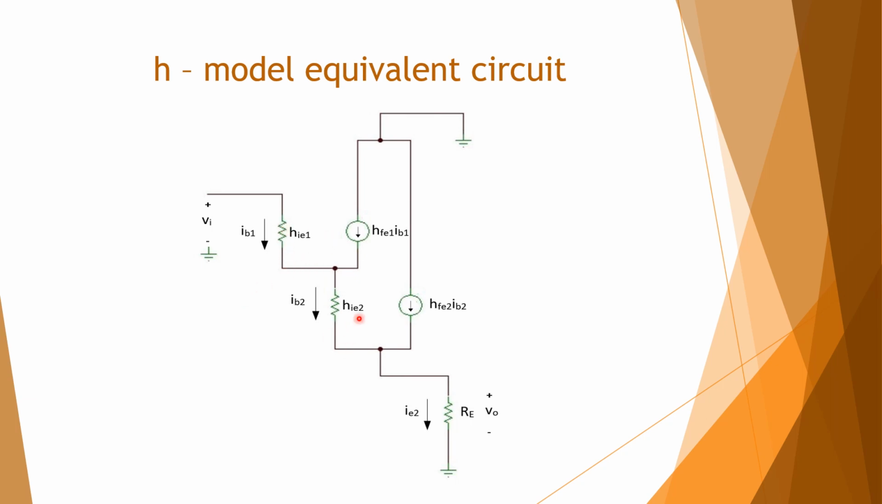This is IB1, IB2. These are the two h parameters of transistor 1. This is transistor 2. Q1, this is Q1, this is Q2, and this is the output current IE2. This is Vi, Vo.